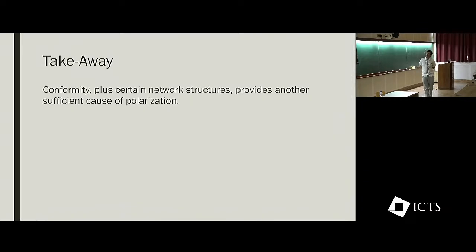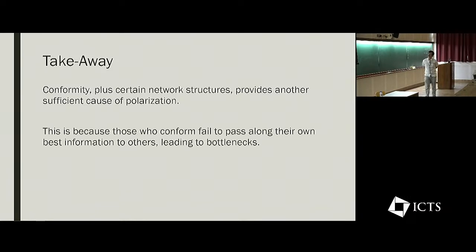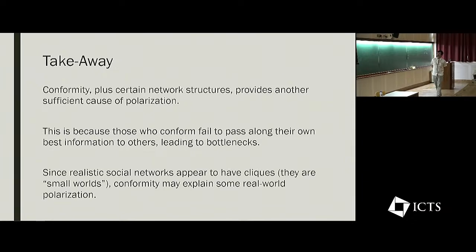Okay, so the takeaway is that conformity plus certain network structures provides another sufficient cause of polarization. Now it has nothing to do with trust, but it's because you get these bottlenecks where people are conforming and therefore failing to pass along their own best information to others. Since realistic social networks appear to have cliques, they are small world networks, conformity may even explain some real world polarization.